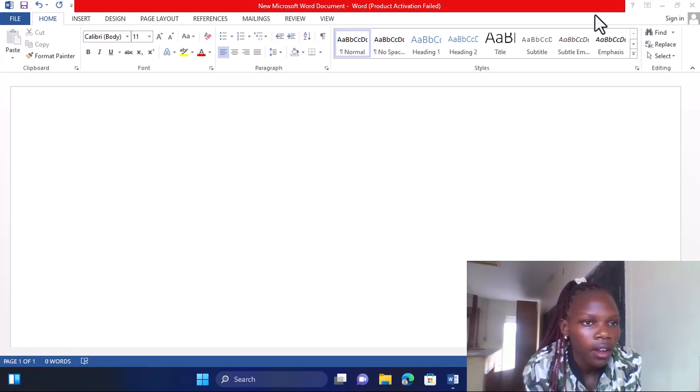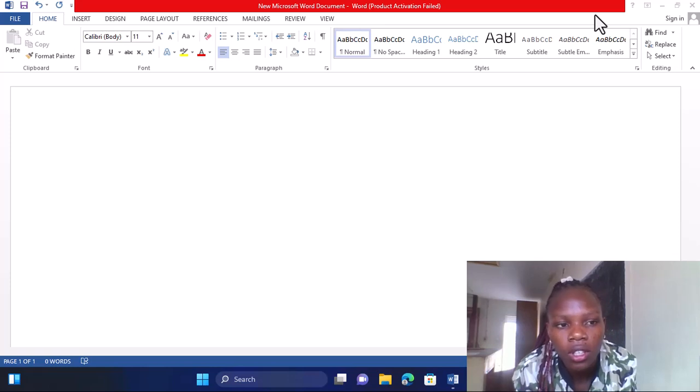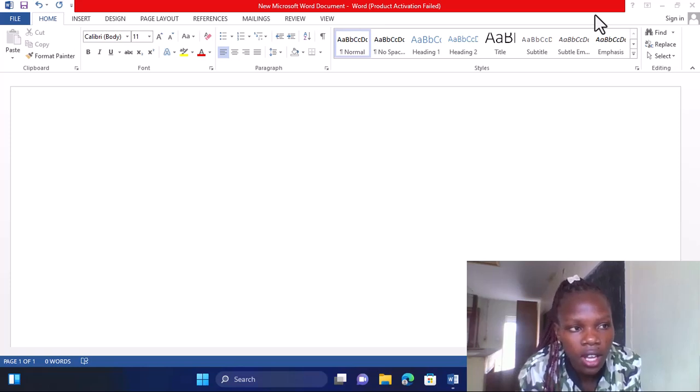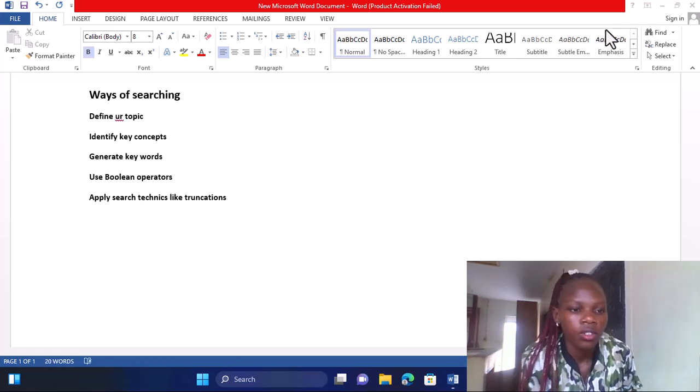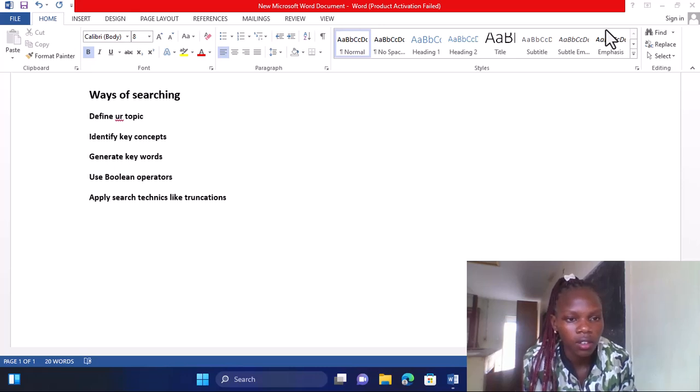The third search strategy we can talk about is field specific searching, where we search for information within the titles. And then the fourth one is phrase searching. For phrase searching, we always search using quotations. So this is the next thing we are going to look at, the ways of searching, and I've tried to summarize them.